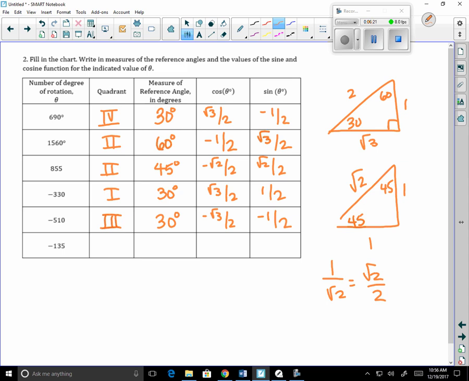So using the triangles is very important here, right? If you are in this class at this point and you have not memorized these two things, you are in trouble. Okay.